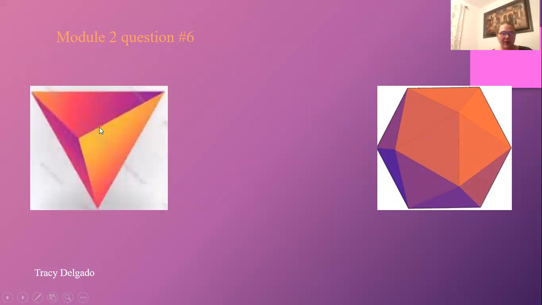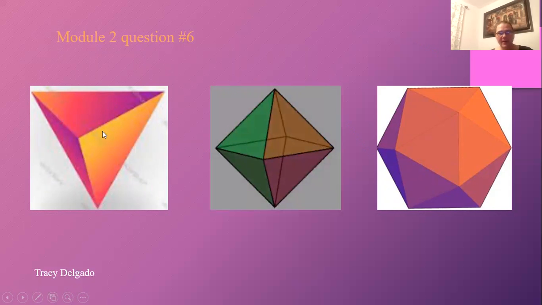This lovely figure right here is going to be the tetrahedron. It has 3 sides and a bottom, so it has 4 sides to it. Our octahedron is going to be basically the same shape, except this time it has 4 internal triangles right here. And our icosahedron is 20 equilateral triangles. And I chose these beautiful colors, so hopefully it'll make it stand out.